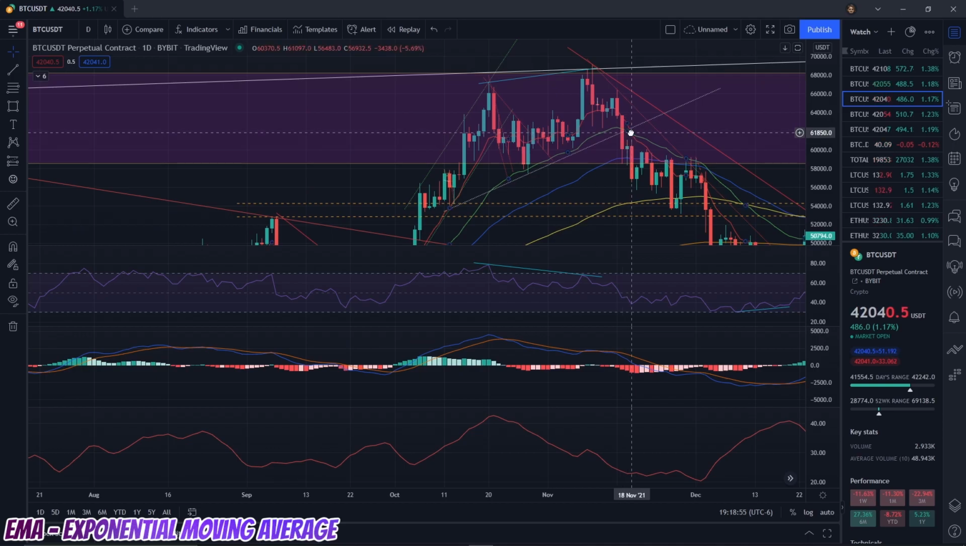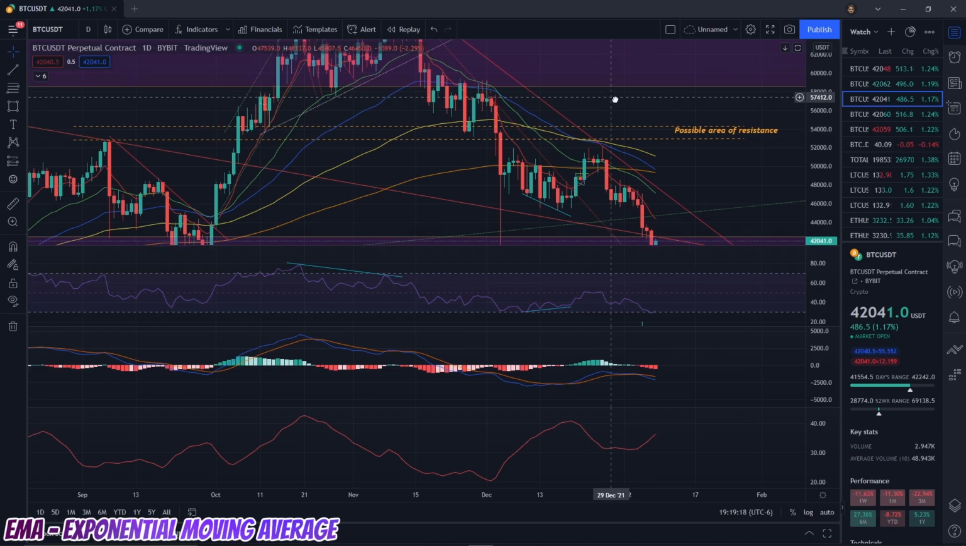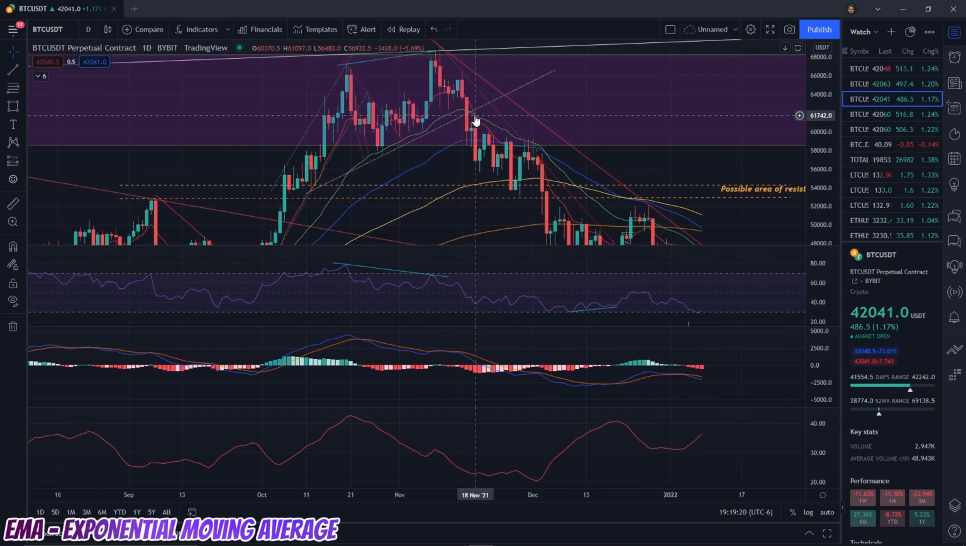The 9 and 26 cross happens here, while the 50 and 200 EMA have not crossed yet. On this chart, the 50 is blue and the 200 is orange. So the 50 and 200 has not even occurred yet. You would not even have gotten a bear signal if you were looking at the 50 and 200. But the 9 and 26 did give you a bear signal back on November 18th of 2021.